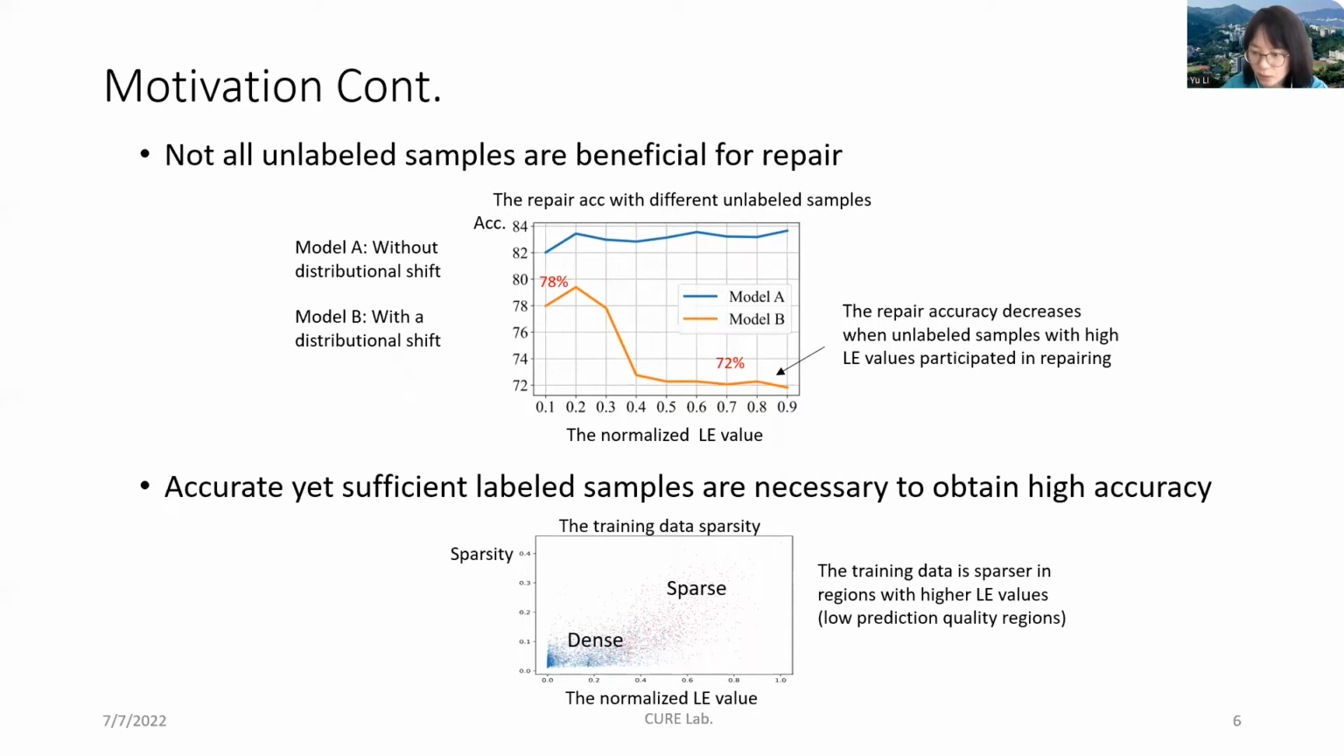On the other hand, we already showed that the high LE value regions often have lower prediction quality. Now, in this figure, we show that the low quality is related to the sparse training samples in these regions. Therefore, to achieve high accuracy, we need accurate yet sufficient labeled training samples.